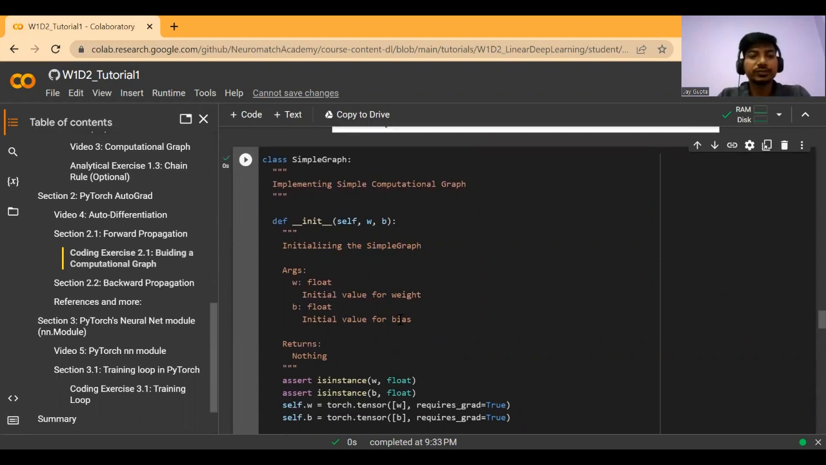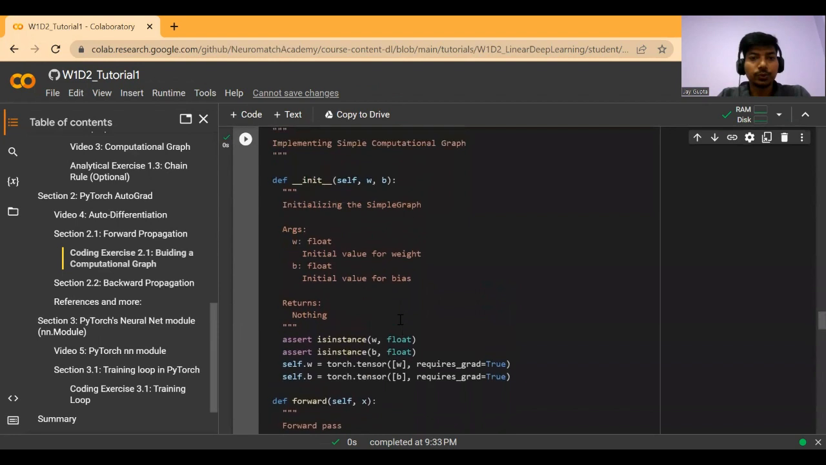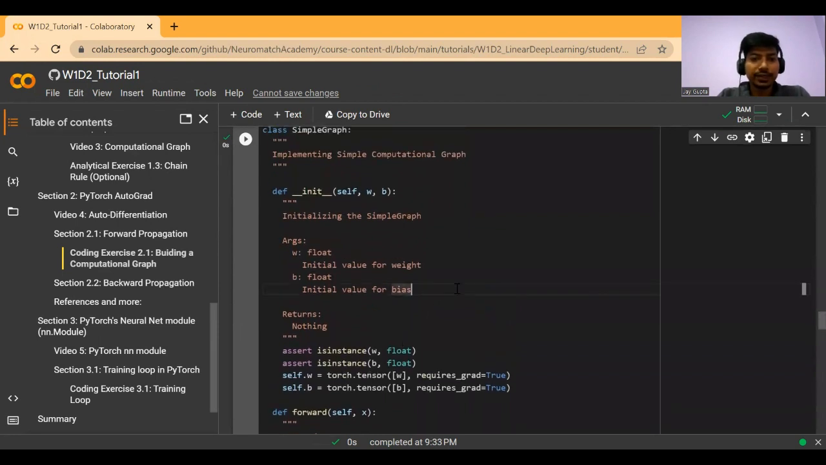The init method initializes the class and sets the value of W and V as PyTorch tensors with requires_grad set to true. This means that the gradients will be computed during backpropagation.